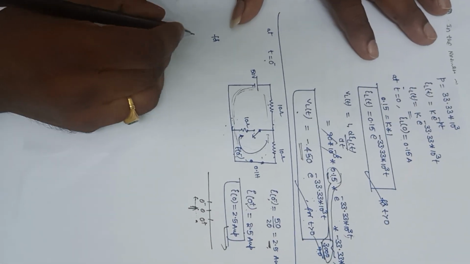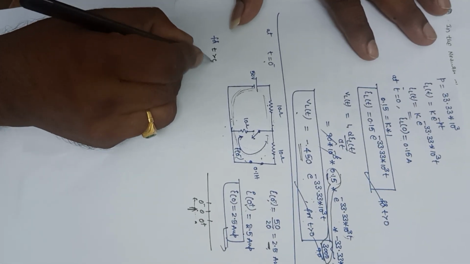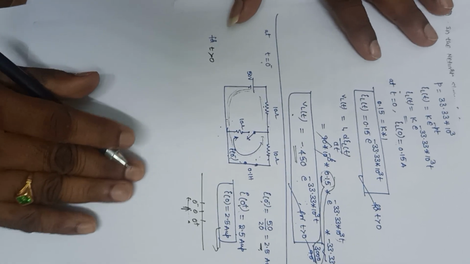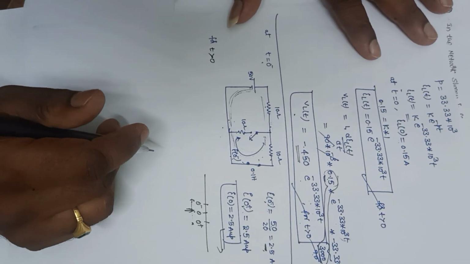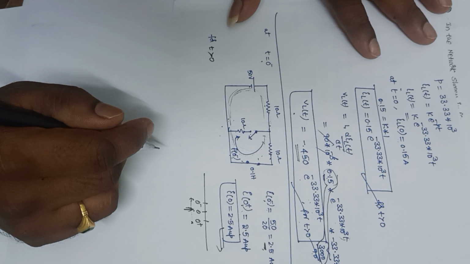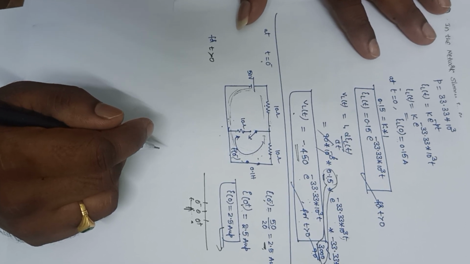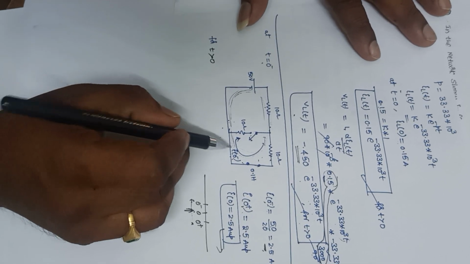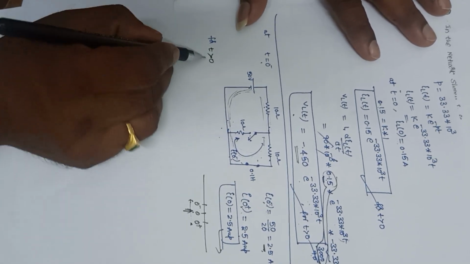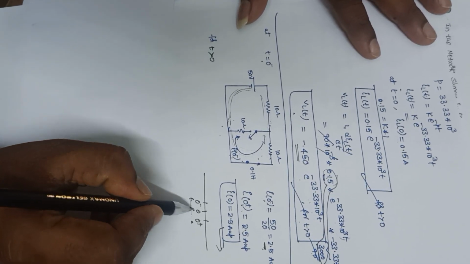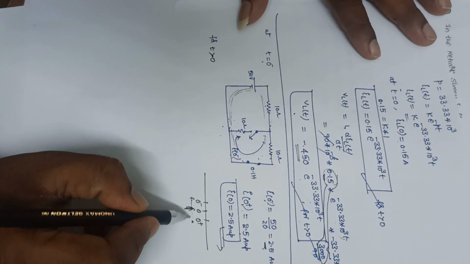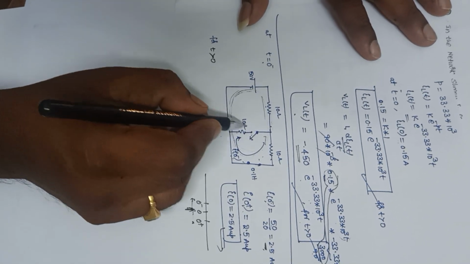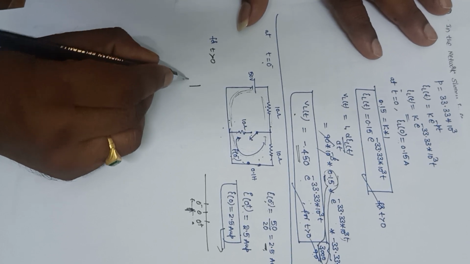Now for t greater than 0, I am going to draw the circuit. From that I will write the integro-differential equation. From that I am able to find the expression for I of t. So for t greater than 0, the switch is closed here. Switching action is done at t is equal to 0. For t greater than 0, the switch is closed here. Now the circuit will be like this.